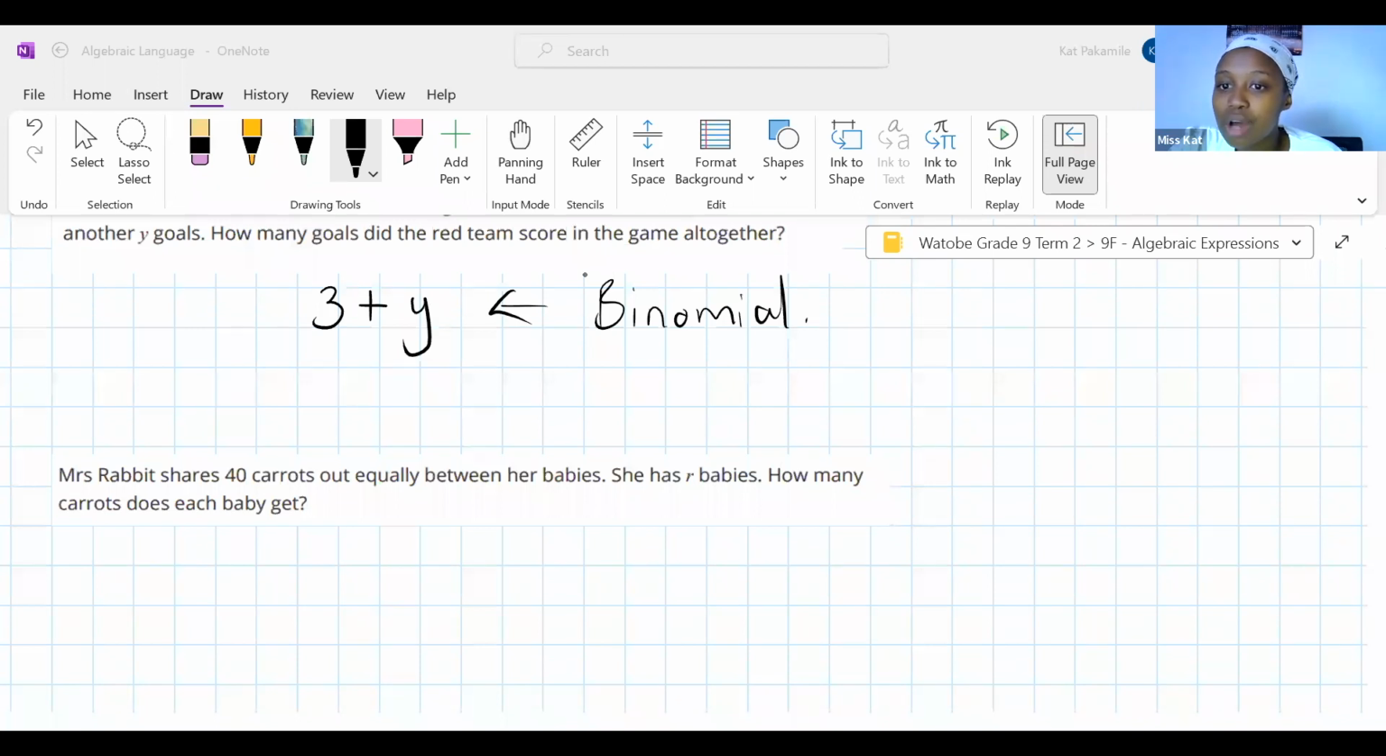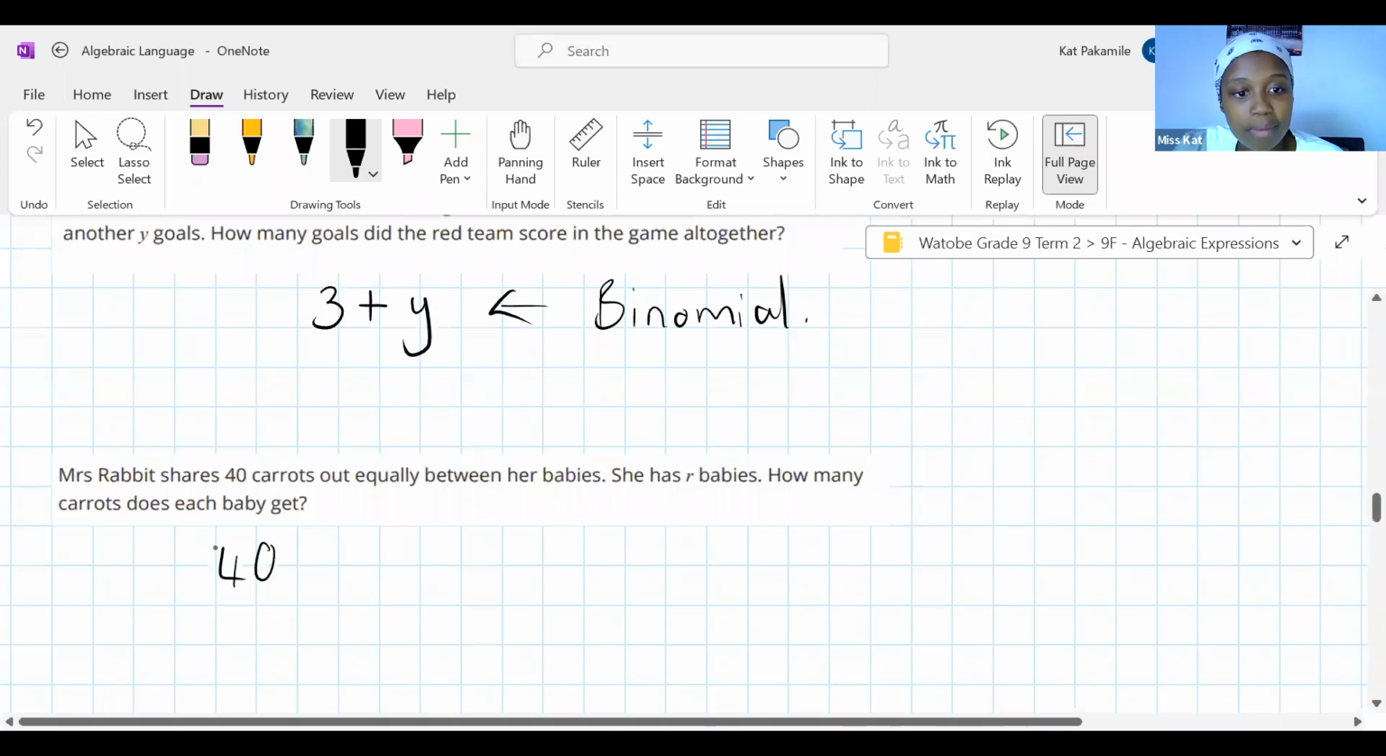R means we don't know how many babies there are. R could be anything. Remember, Oliver, we never said there are 3 babies. We have no idea. Exactly, we use division. Okay, so you're going to say 40 carrots divided by however many babies there are, which is R.